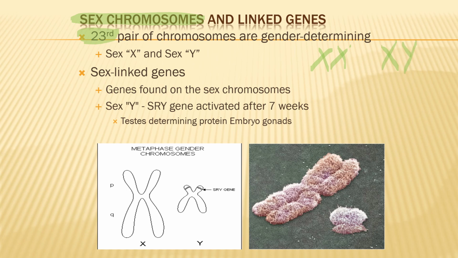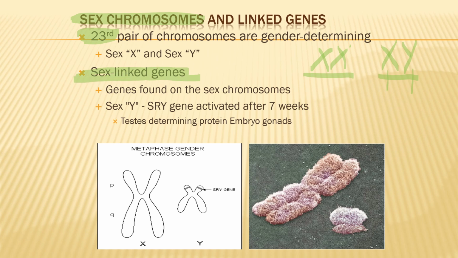So the genes on these chromosomes, females have two copies of them, so they have a homologous pair. Males do not have a homologous pair because they only have one X and one Y. So they only have one copy of those genes. The genes that are on the sex chromosomes, particularly X, are also called sex-linked genes.